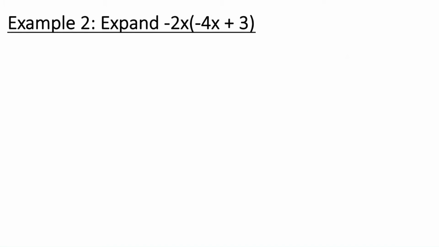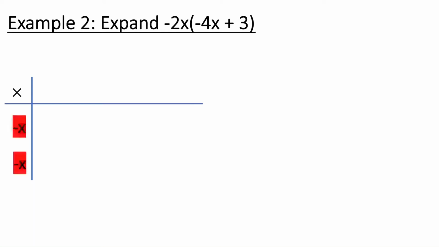Moving on to example 2 now, we are going to use algebra tiles as we have in the previous video. So we have negative 2x outside of the bracket. This is how we're going to set it up. We will have two tiles of negative x's. And inside the bracket we have negative 4x plus 3, so we will have 4 negative x tiles and 3 tiles of 1.